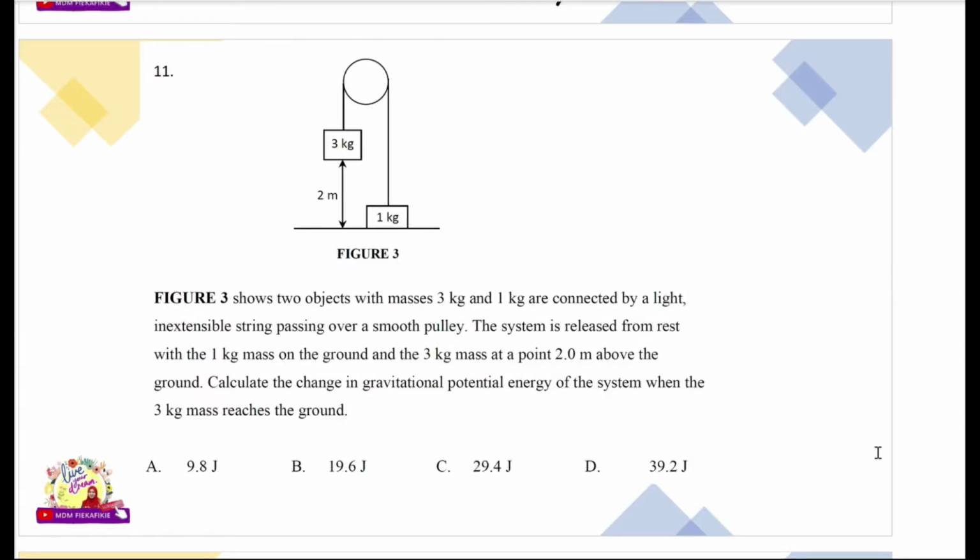Okay, so question 11. Alright, so let's read the question. So here we have two objects. So the first mass is 3 kg and this is 1 kg. So I will label this as M1 and this as M2. Okay, and these two masses are connected by a light inextensible string passing over a smooth pulley. Okay, so the system is released from rest, with the 1 kg mass on the ground. So this is 1 kg mass and 3 kg mass at a point of 2 meter above the ground.